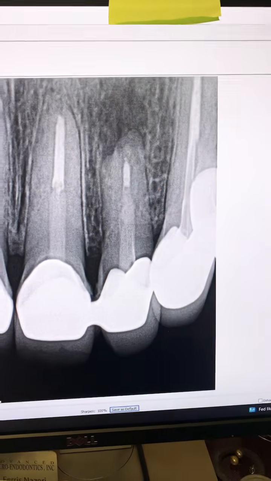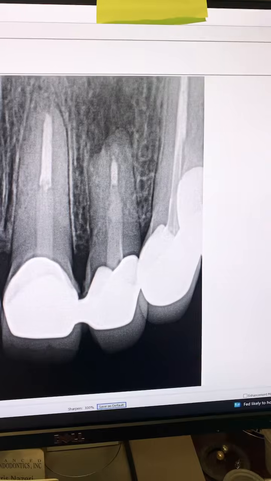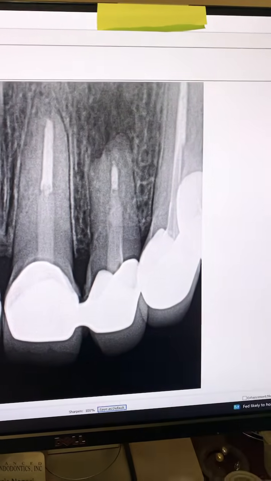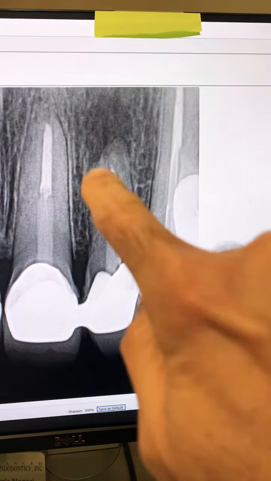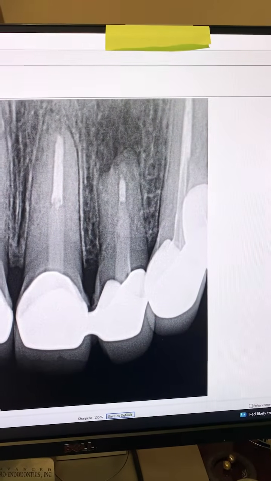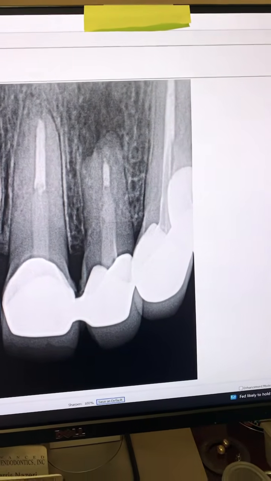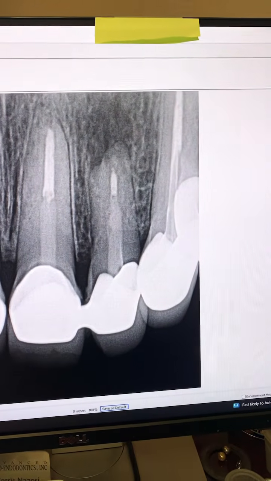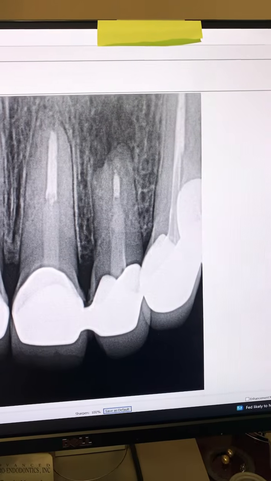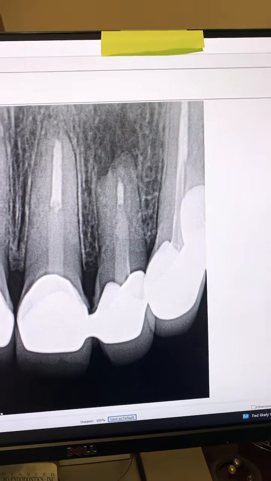And you can see the result of the apical. That looks like a retro fill. This looks like likely a fiber post, and you can see the large periapical lucency. The patient stated that she would get a swelling right above the tooth every now and then. The swelling just comes and goes. So she finally went and saw her dentist, and her dentist referred her to us.